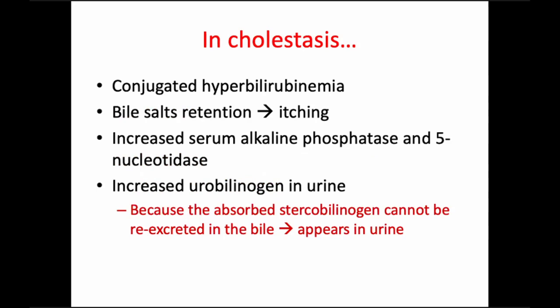Okay, so that's about unconjugated bilirubin. Let's talk about conjugated hyperbilirubinemia. This happens in cholestasis. At the same time, there's also retention of bile salts, and that gives rise to itching. It also gives rise to increased serum alkaline phosphatase and 5-nucleotidase, as I said yesterday. And you'll also see increased urobilinogen or urobilin in the urine, because of the absorbed stercobilinogen appearing in the urine.